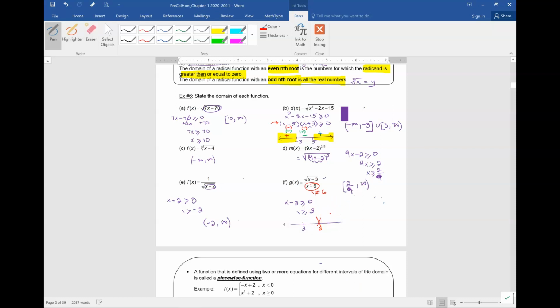So what does that mean? I have to look at this a different way now. I can have the numbers from 3 to 6 and then the ones after, but not 6 itself. So the domain is closed interval 3 to 6 open, and then 6 to infinity.